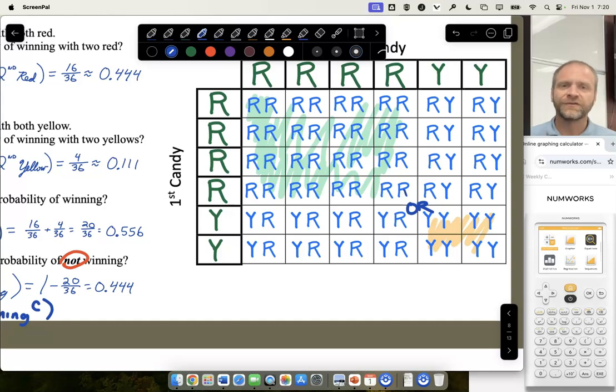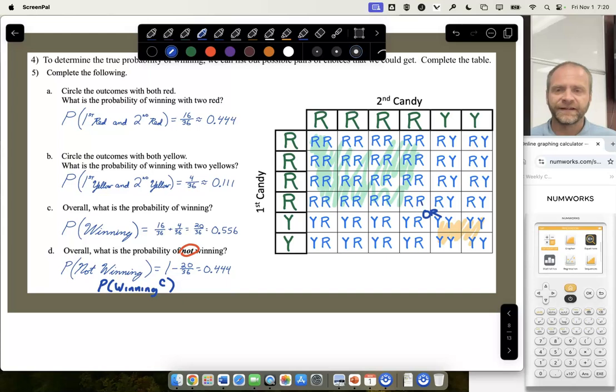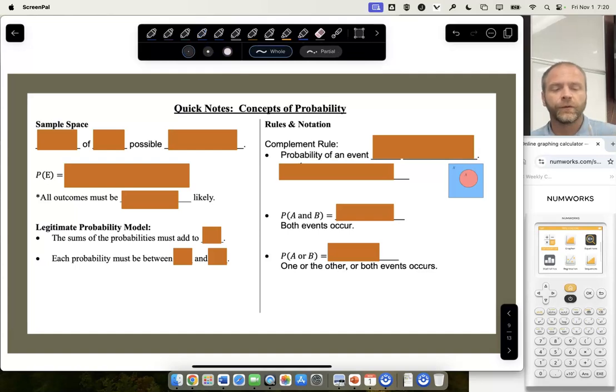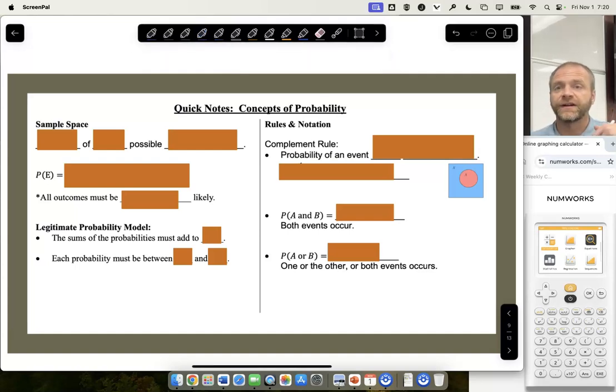Sorry, 2 yellows, 4 total. So that would be adding them together. So there's the first part of it. Now that we all have that written down and we understand what's going on, let's actually go for the concepts that we're trying to learn.